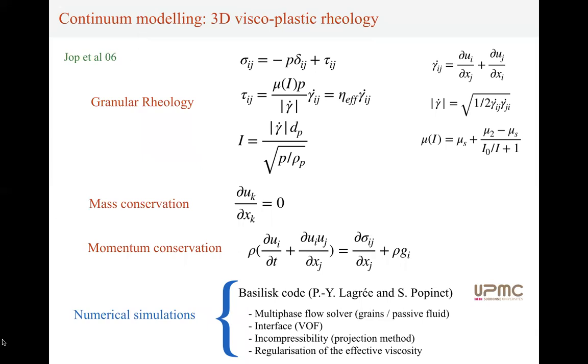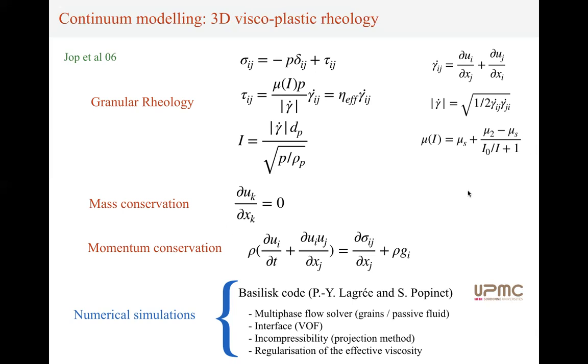So what's happened is that to use this equation, like in the previous talk, we define an effective viscosity. This effective viscosity is given by the friction times the pressure divided by the shear rate. We also use a regularization technique. So we just solve the mass conservation and momentum conservation.